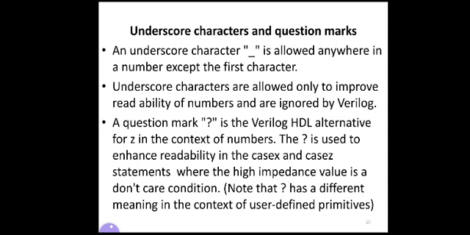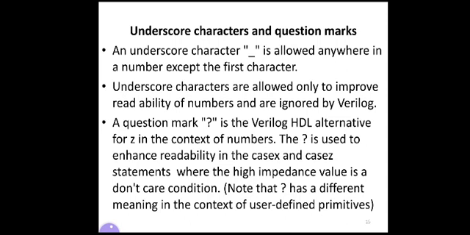A question mark is the Verilog HDL alternative for Z in the context of numbers. As we know, Z, that is the high impedance value, is used for modeling real-time circuits. So instead of using Z, you can also make use of a question mark. The question mark is used to enhance the readability in case X and case Z. Case X and case Z we are going to study later in the subject.